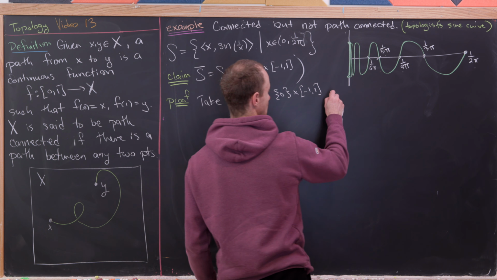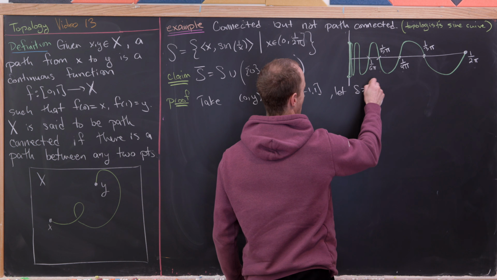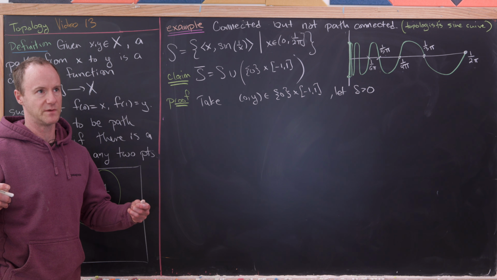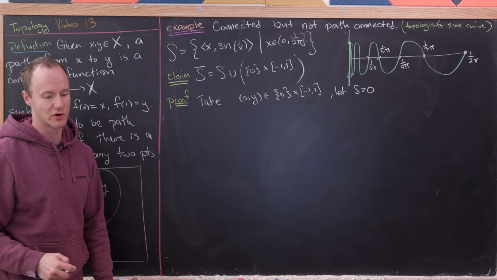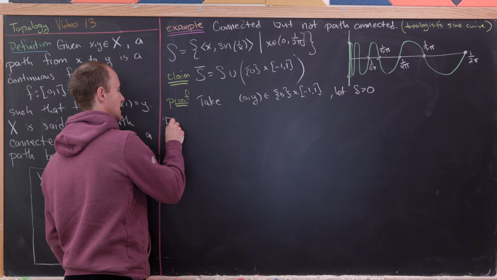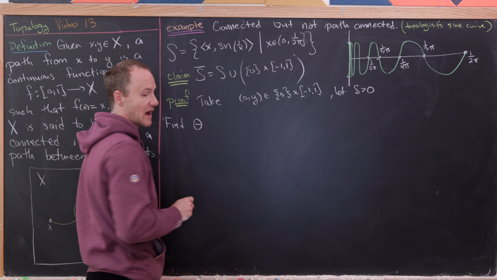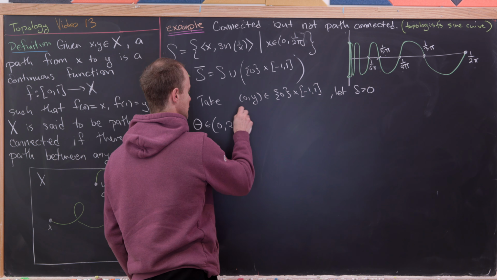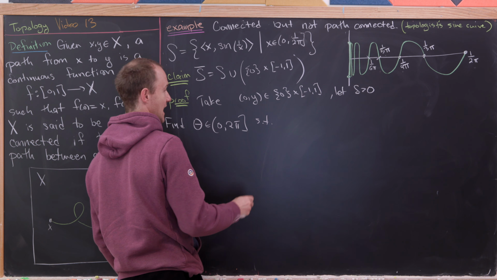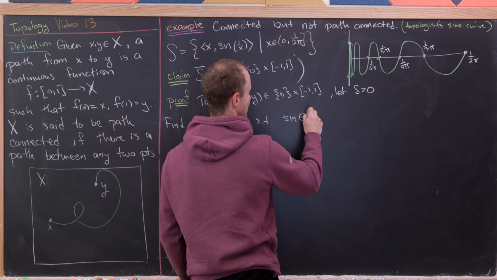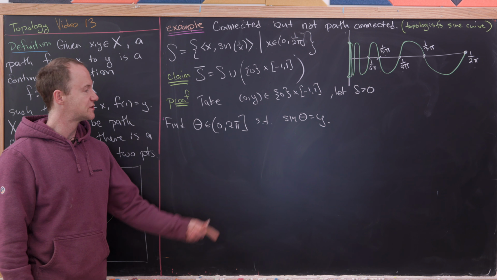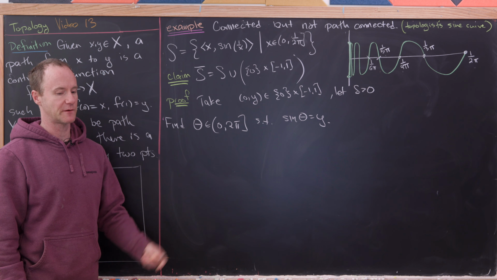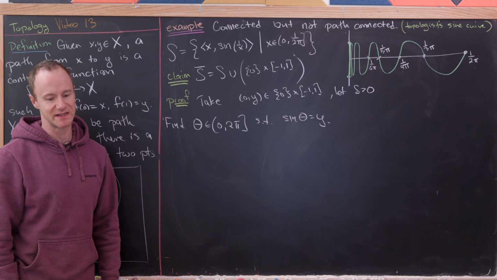Okay, so let delta be an arbitrary number which is bigger than 0. That'll be the thing that we form our delta neighborhood out of. So what's the first step? Let's find a value theta between 0 and 2 pi such that if we take sine of theta, we get y. Sine is going to map this interval onto the interval from -1 to 1. That's how we know that this is possible.